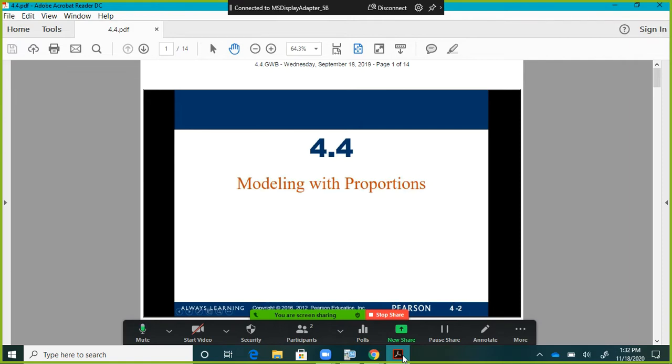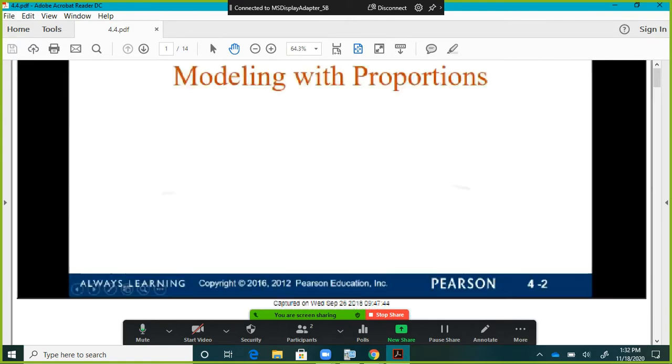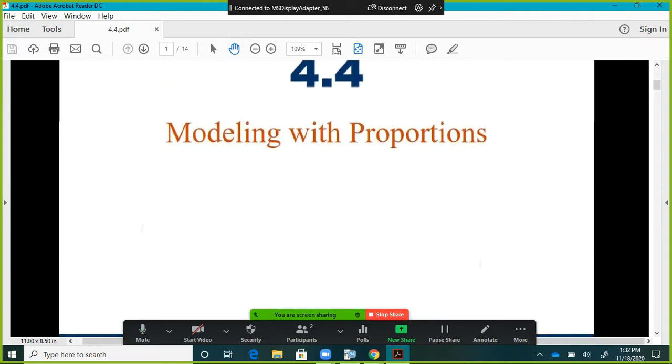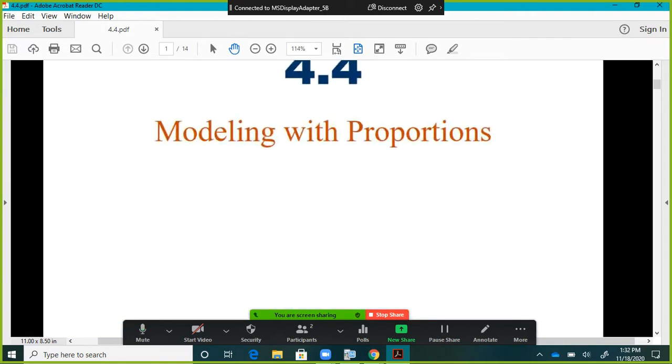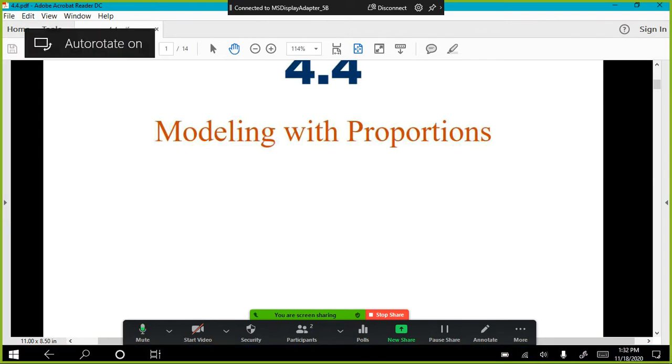All right, so we're going to deal with some proportions today. This is pretty easy stuff, so we'll get through it pretty quickly, and I'll get your assignment, and then y'all can work on whatever you need.